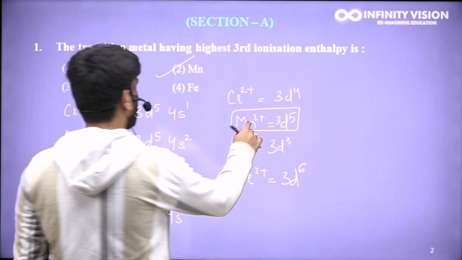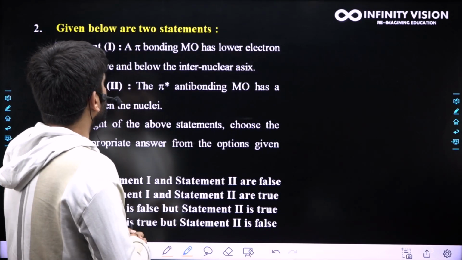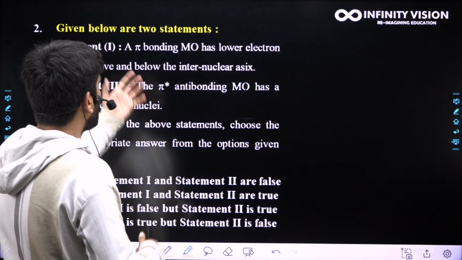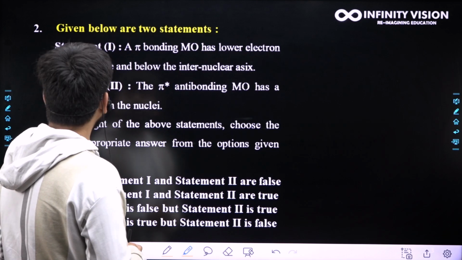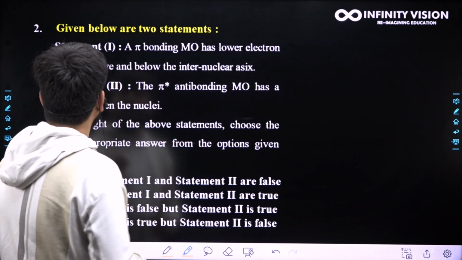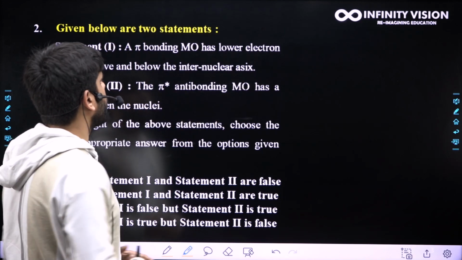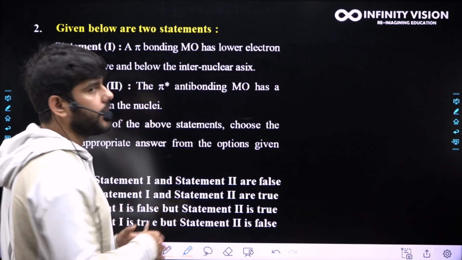The next question. Given below are 2 statements. A pi bonding molecular orbital has lower electron density above and below the internuclear axis. And statement number 2 is the pi star anti-bonding molecular orbital has a node between the nuclei.